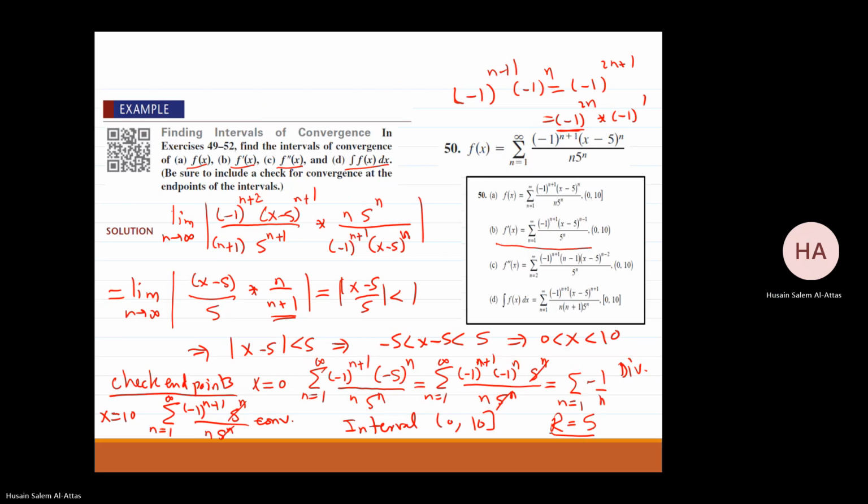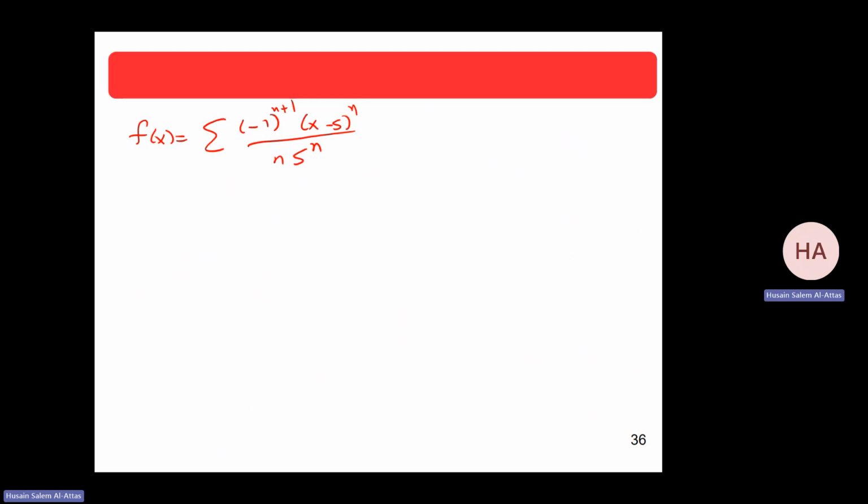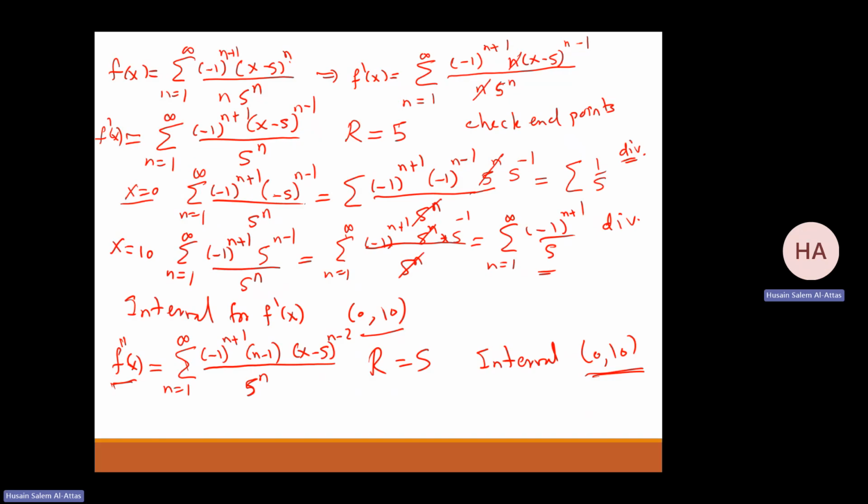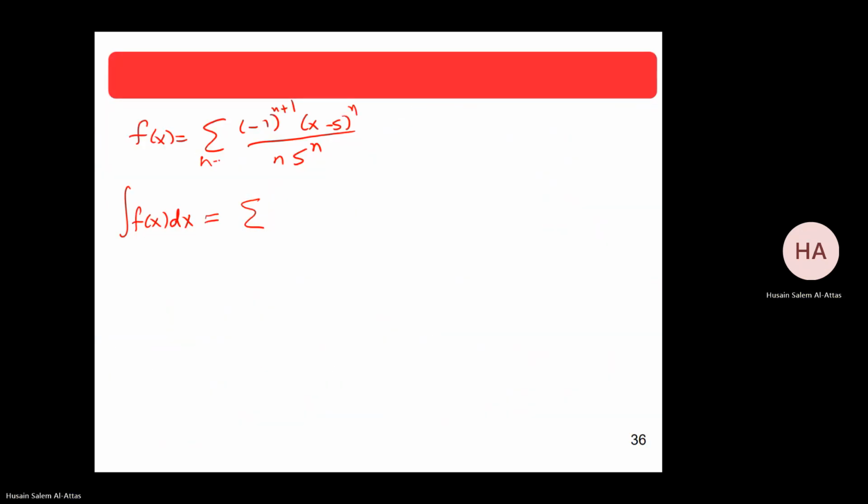What is this one? Okay, so I need to find the integral now. The integral will be what? It will be the summation, starting from n equals 1 to infinity, of the integration of this, minus 1 to the power n plus 1. This is just a number. This one, I add to the power and I divide by it.